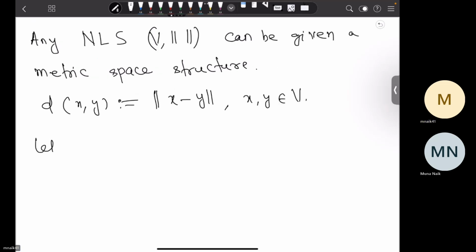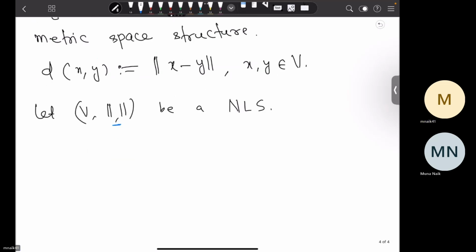Now let B with this norm be a normed linear space. So it has a metric space structure. So you can talk about open sets, closed sets, compact sets, connected sets. You can talk about continuous functions on the vector space B. This symbol means this is the norm on B. So this is the definition.